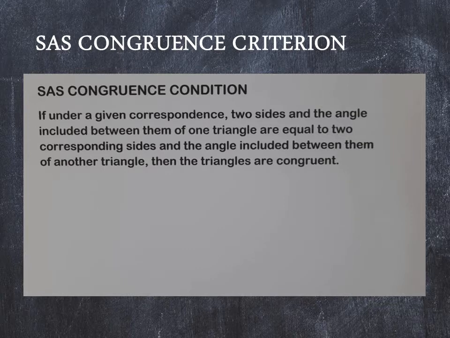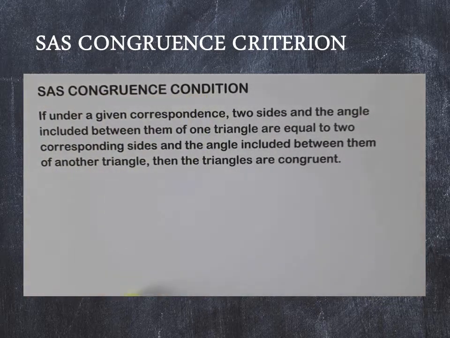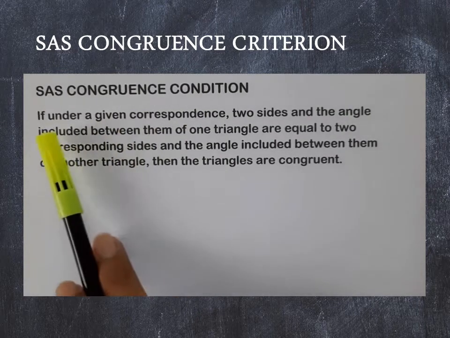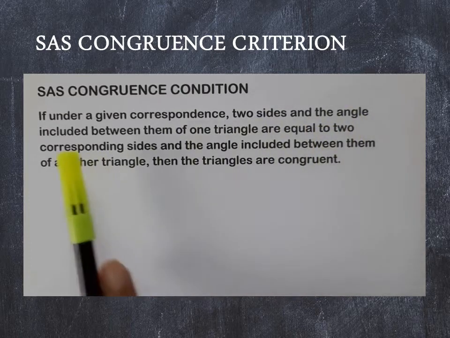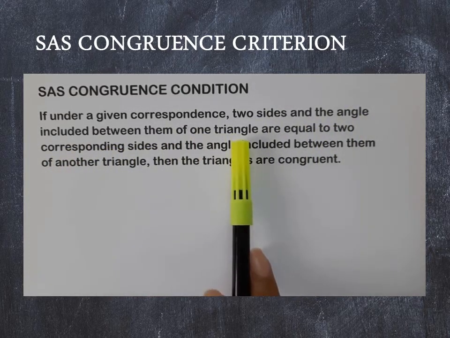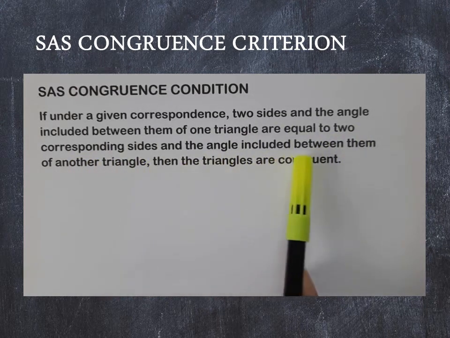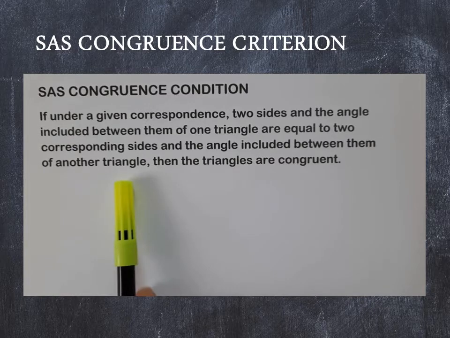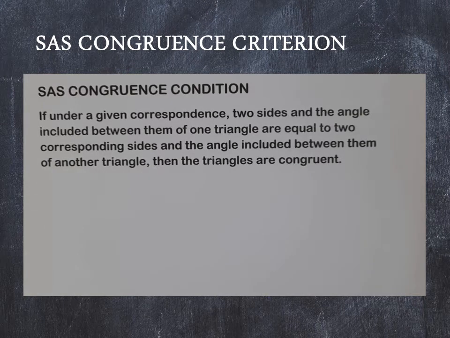The second congruence condition that we are going to talk about is the SAS congruence condition, which means side angle side congruence condition. This condition says that if under a given correspondence the two sides and the angle included between them of one triangle are equal to two corresponding sides and the angle included between them of another triangle, then the triangles are congruent. Okay, so let us try to observe this with a small activity.